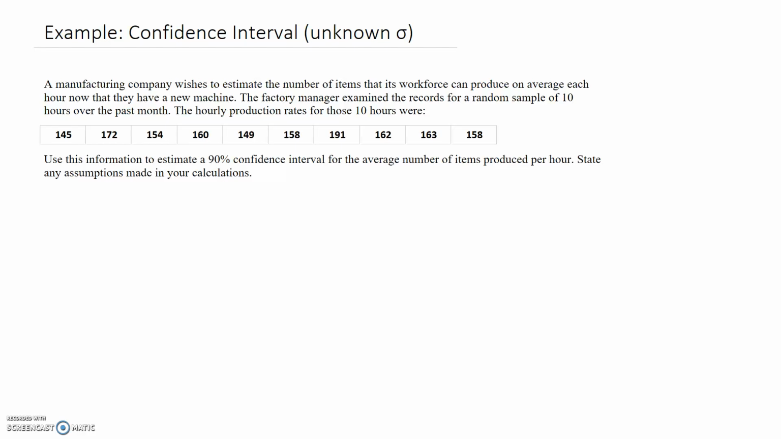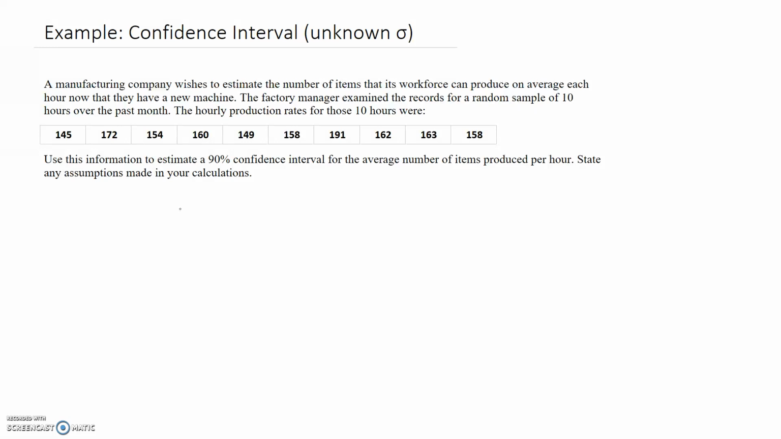So a manufacturing company wishes to estimate the number of items that its workforce can produce on average each hour now that they have a new machine. The factory manager examined the records for a random sample of 10 hours over the past month, and those are in the table here. So using this information, we need to estimate a 90% confidence interval for the average number of items produced per hour, and we need to state any assumptions that we make.